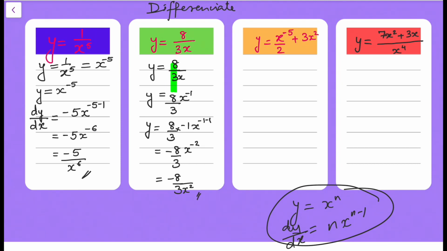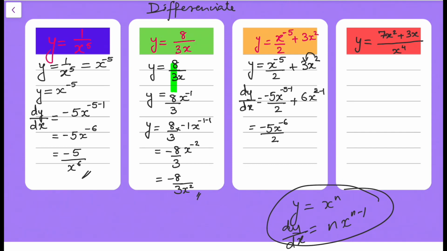Next one is a simple one because x power is already negative 5, so we'll just solve that. So y is equal to x to the power of minus 5 over 2 plus 3x squared. So here dy over dx will be equal to minus 5 x to the power of minus 5 minus 1 over 2 plus, now here 3 times 2 will be 6x to the power of 2 minus 1. That gives us minus 5 x to the power of minus 6 over 2 plus 6x, right?